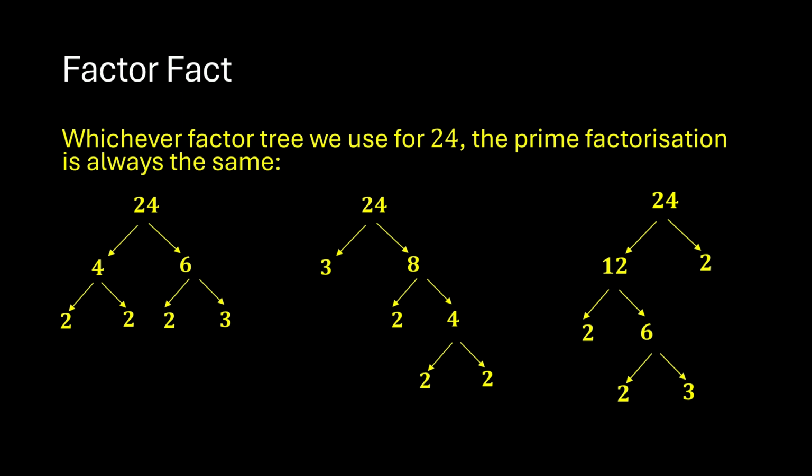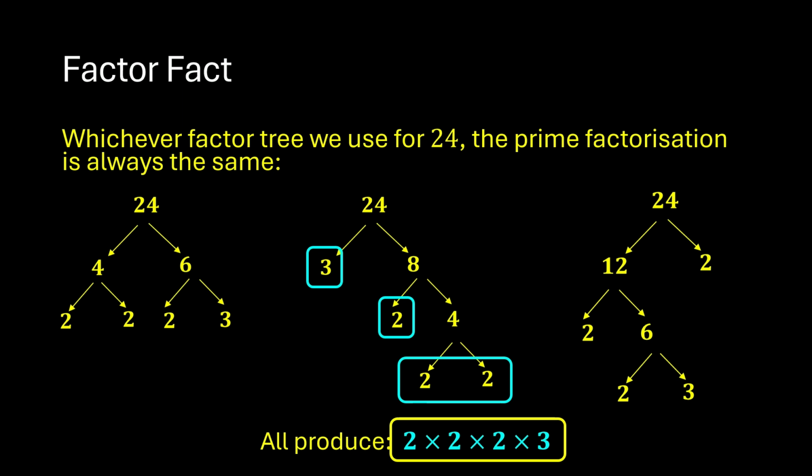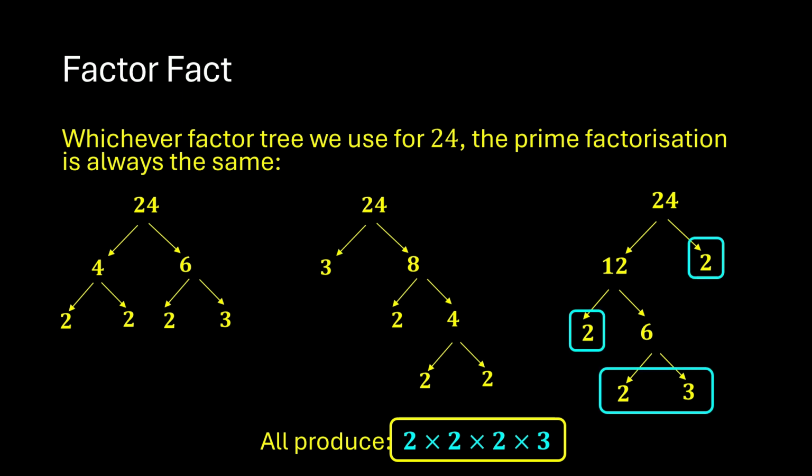So no matter which factor tree we use, the prime factorization is always the same. All of these trees produce 24 equals 2 times 2 times 2 times 3. For this tree, and this one, and this one.